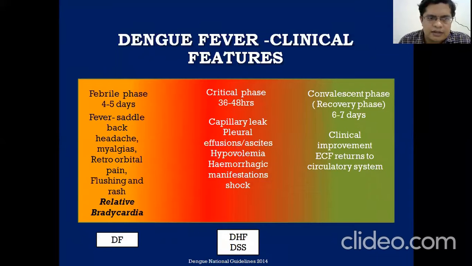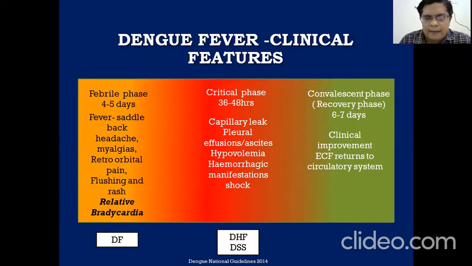In the febrile phase, the patient will have fever. It's a typical saddleback fever, where the patient has fever for 3 days, then there is no fever for again 2 to 3 days, then there is again fever for 3 to 4 days. This is called saddleback fever, and patients present with non-specific symptoms seen with any viral hemorrhagic fever: headache, myalgias, retroorbital pain, flushing, and rash. Rash is usually seen on the 3rd to 5th day of the fever, and there is relative bradycardia, the Faget sign.